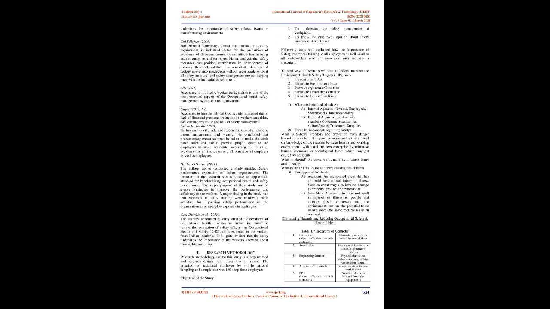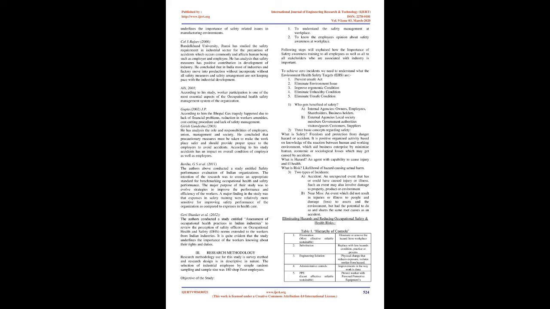Gupta, 2002, J.P. According to him, the Bhopal gas tragedy happened due to financial problems, reduction in workers' amenities, cost-cutting procedures and lack of safety management. Girish Gundesha, 2003. He has analysed the role and responsibilities of employers, union, management, and society. He concluded that precautionary measures must be taken to make the workplace safer and should provide proper space to the employees to avoid accidents. According to his study, accidents have an impact on the overall condition of employer as well as employees.